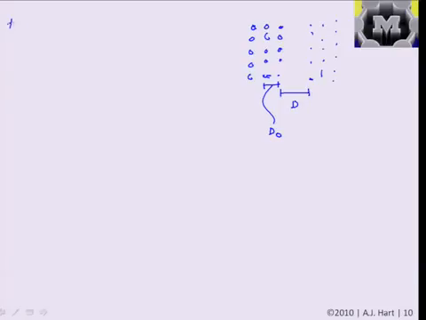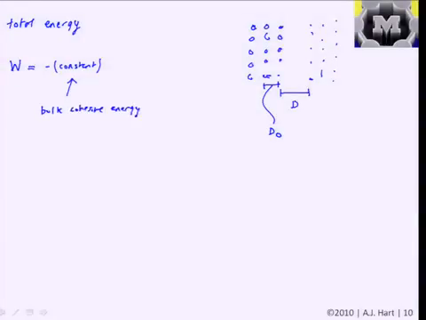So what I want to do is define the kind of total energy of this system. And we're going to call this total energy big W, and we're going to have 3 terms. We're going to have a first term, which we'll just say is a large constant, which we're not going to calculate, but we have to say it's there first. And this represents what we'll call the bulk cohesive energy. Basically the interactions between the atoms in one side and all the other atoms in total around it.